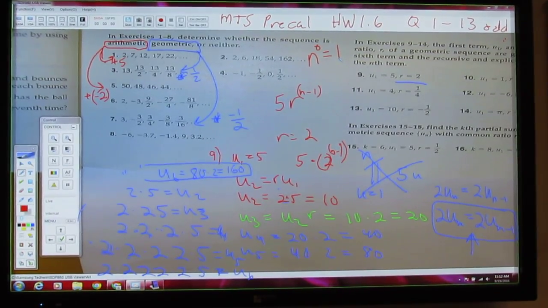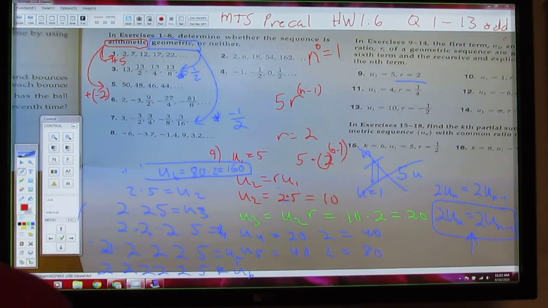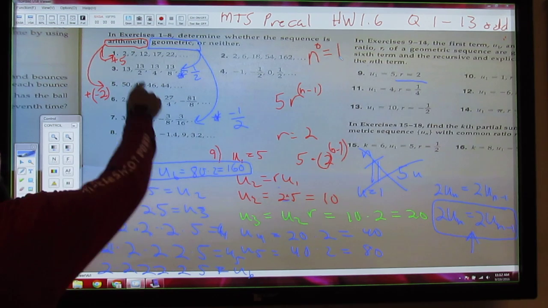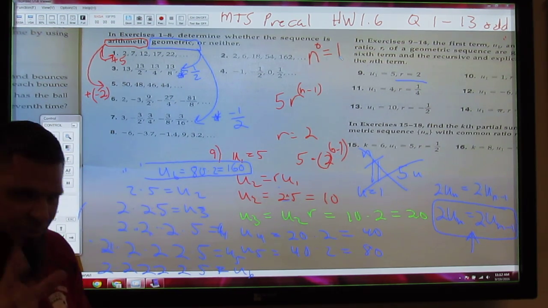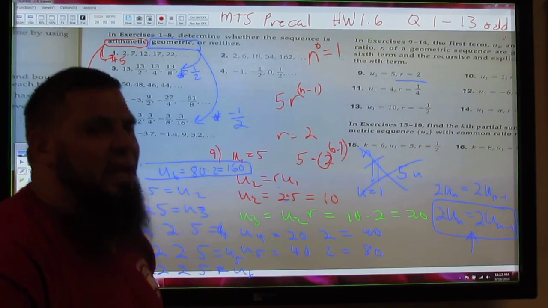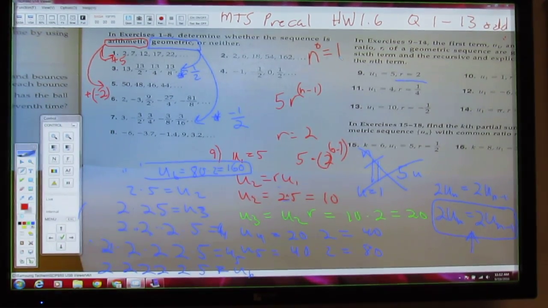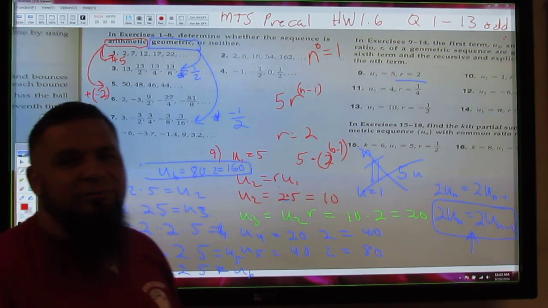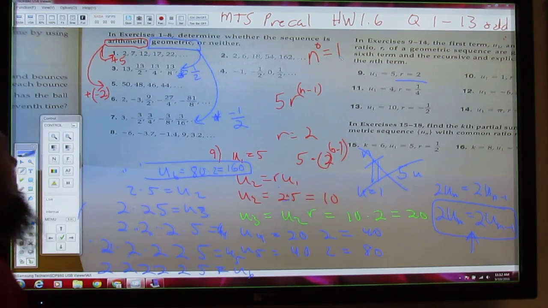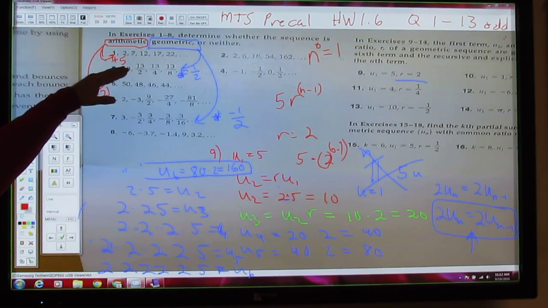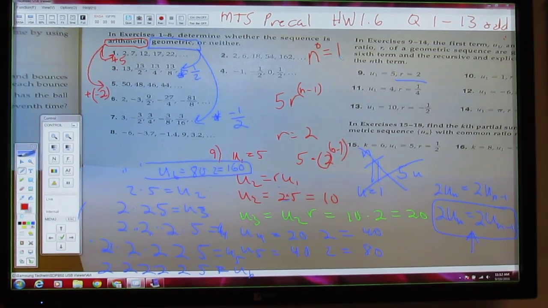All right, really quick, I want to go over this one more time. Number one, arithmetic means that we're going to add or subtract, but basically we're adding a negative when we're subtracting, right? Geometric means we're going to multiply or divide, but really dividing just means we're multiplying by a fraction, right? Okay? So number one, we found to be arithmetic because we added 5 each time.